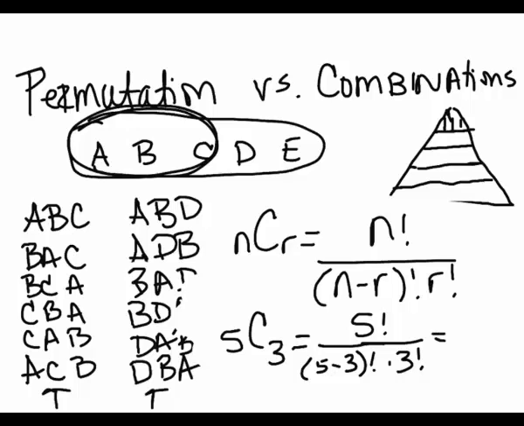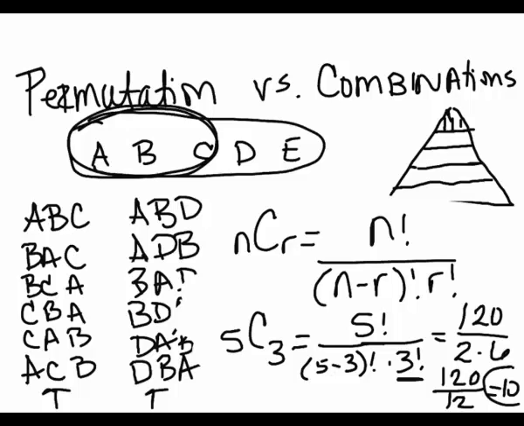So we know on top we had 120. We know that 5 minus 3 factorial is 2 factorial, which was 2. 3 factorial is 3 times 2 times 1, that's 6. 6 times 2 is 12. So you have 120 divided by 12, which gives you 10. I hope you can see my handwriting there. So there are 10 combinations that you can have of the CDs up there. Does that make sense? Hopefully that makes sense.